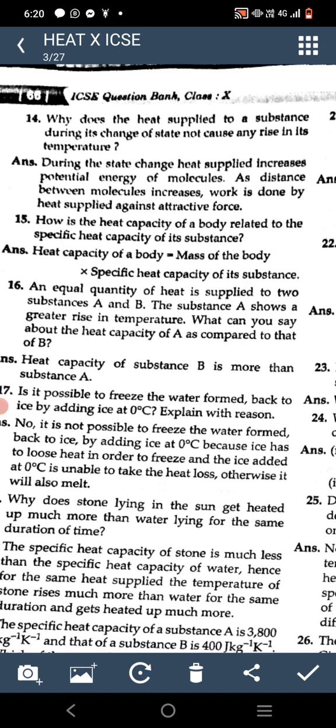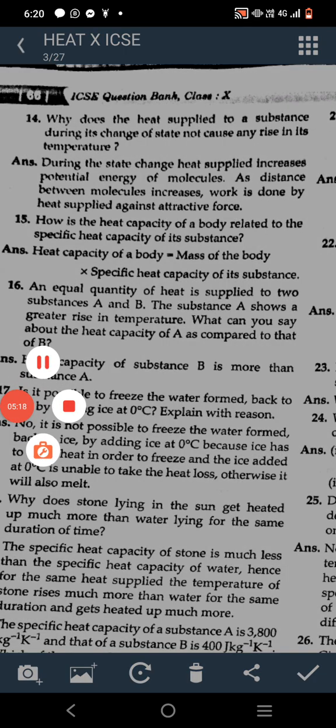How is the heat capacity of a body related to the specific heat capacity of a substance? Heat capacity of a body equals the mass of the body times the specific heat. So students, these are the preliminary questions of heat.